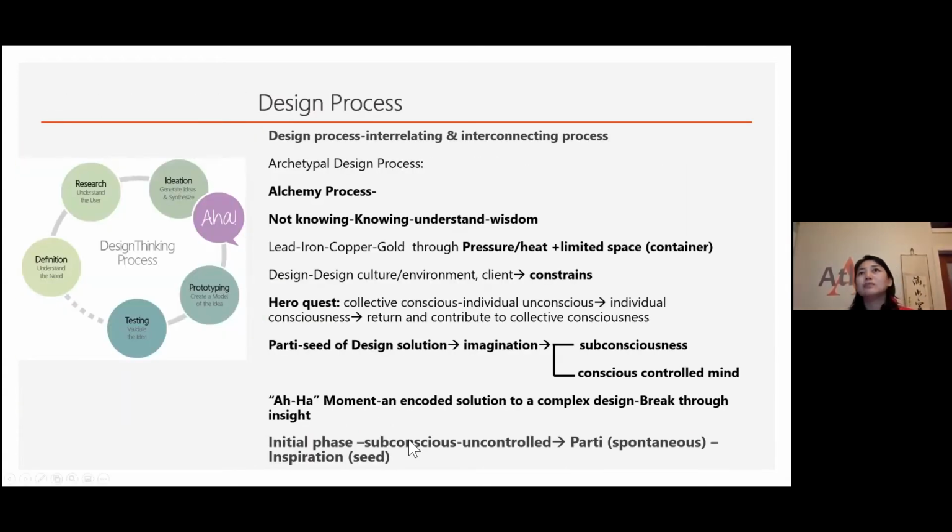Then the book talks about the design process, from not knowing, to understanding, to wisdom. It's like an alchemy process. What the design process and the alchemy process have in common is restrictions. When you're doing alchemy, you need pressure, you need limited space. In design too, as a designer, we all know, actually, the hardest design is the one with no limitation. When you have a lot of restrictions, those restrictions usually create new inspiration. When you creatively solve all these challenges, you find this aha moment. Then you find this solution, and it solves all the problems.